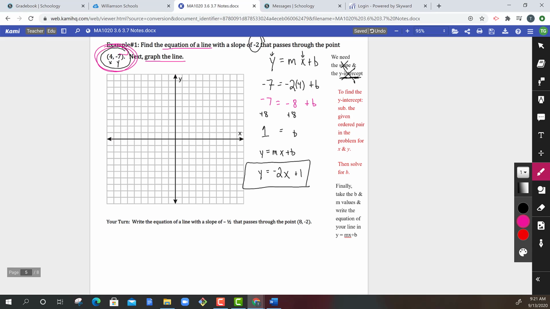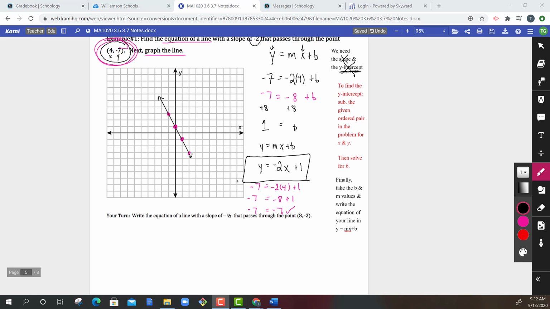So if 4, -7 goes through this line, that means if we substitute 4 for x, we should get -7 for y. We can do some quick arithmetic to see we're going to get -7, and that checks out. And real quickly to graph this one, we would start at 0, 1, the starting point. The slope is down 2, right 1. So there is our equation, and there is the line.